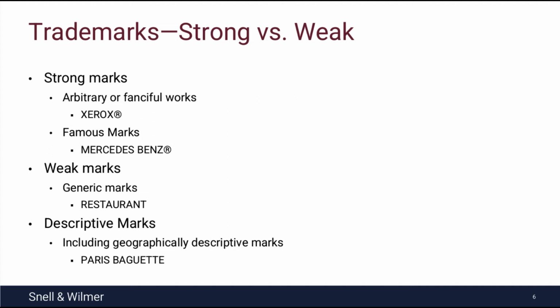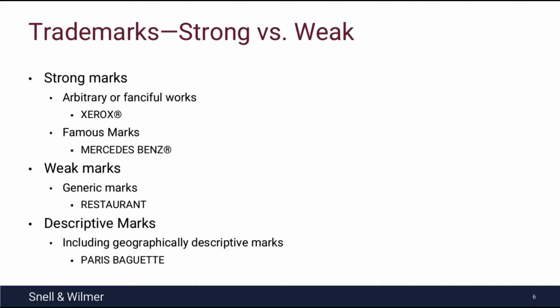Now, what's on the other end of that spectrum? The other end of that spectrum are weak marks, descriptive marks. So you can have marks that are called generic. And a generic mark is basically a mark that is a term, but it just describes the types of goods and services. So I have here, an example would be restaurant.